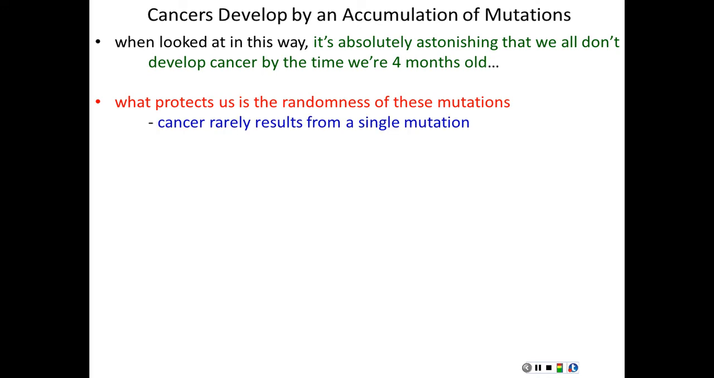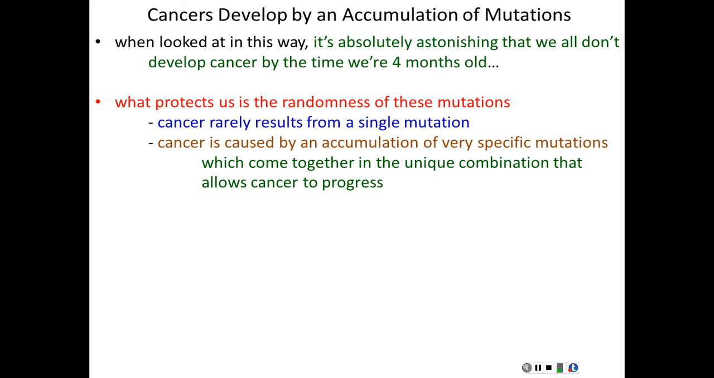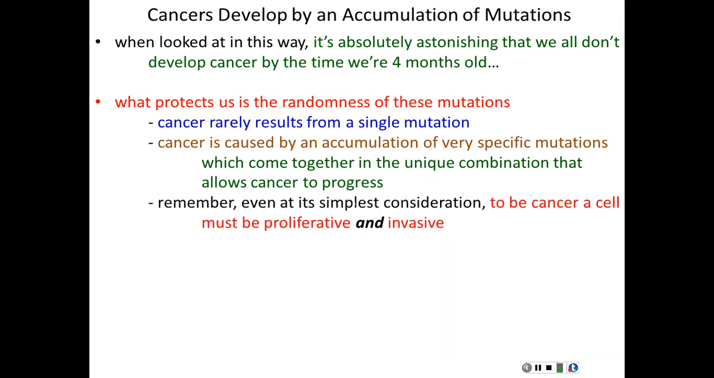Cancer rarely results from a single mutation in a single gene. Instead, cancer is caused by an accumulation of very specific mutations which come together in a very unique and specific combination that allows cancer to progress. Remember, at its simplest consideration, in order to be cancer, a cancerous cell must be proliferative and invasive. It must divide uncontrollably and invade neighboring tissues. Those are two completely different properties that cancer cells need.